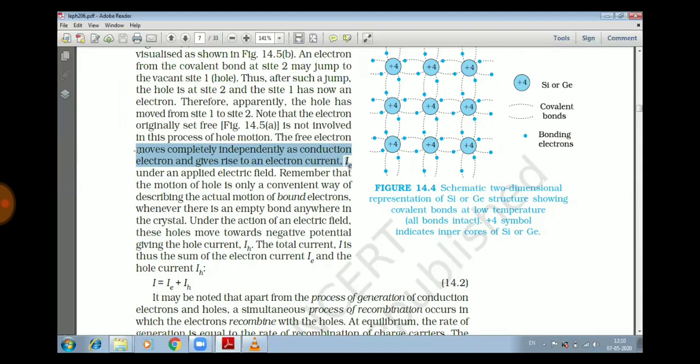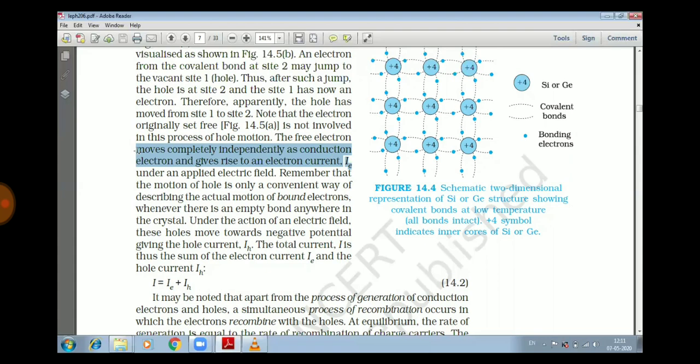See how I am generating free electrons. Very simple. On supplying heat energy, there will be a free electron, the electron which comes from the breaking of a covalent bond. Due to the motion of those free electrons, there will be an electric current. That current is called IE.